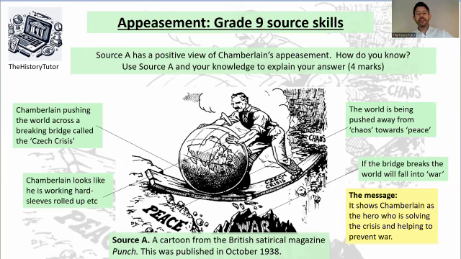So we've got a really strong idea that Chamberlain at this time is seen as a hero, and he's solving the world's crisis. Maybe a bit single-handedly here. Nobody else seems to be helping. Chamberlain is saving the world from this potential war that might develop over Czechoslovakia. Okay.